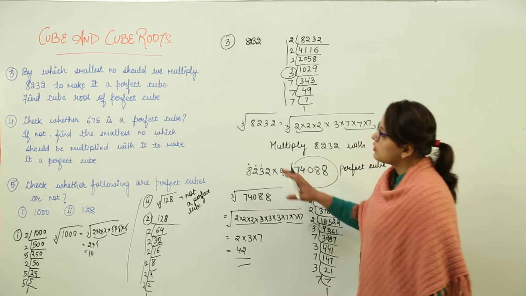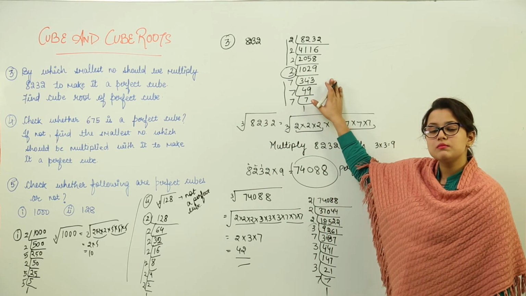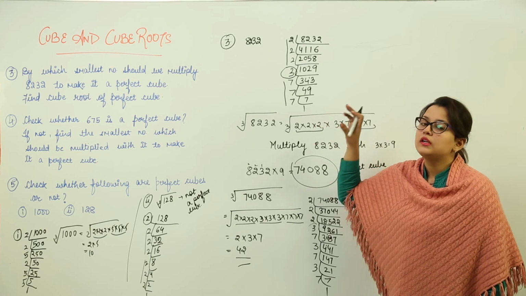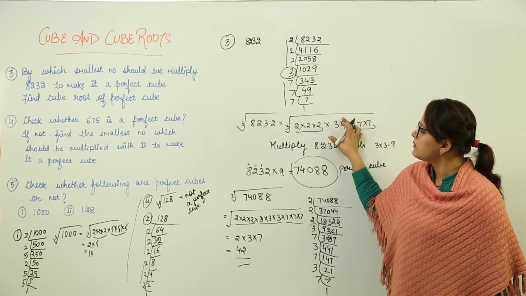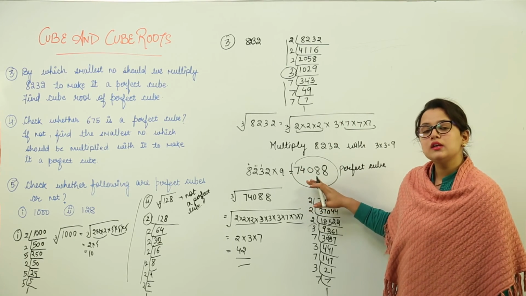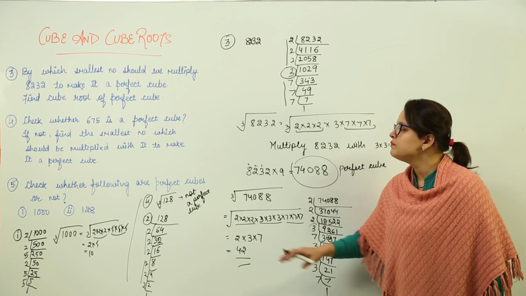Now this is how you solve the third question. You had to find the smallest number we should multiply this number with. You did the factorization. Whatever numbers are left ungrouped, depending on that you write what should be multiplied with it. When you multiply it, it becomes a perfect cube, and to find the cube root of a perfect cube, again you have to do the factorization, group them and get the answer.